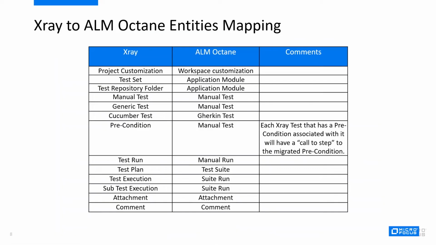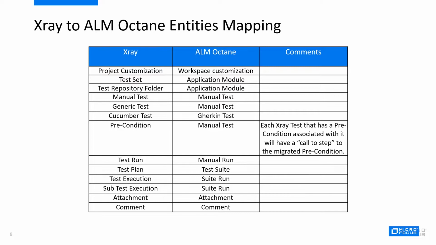And now for the XRay to ALM Octane entities mapping, we of course have the same project customization that goes to the workspace customization. We've got test sets in Jira XRay, and those go over as application modules. We also have test repository folders that get migrated over as application modules as well. We've got manual tests and generic tests that go over as manual tests. We've got the XRay cucumber tests that are migrated over as gherkin tests. And we've also got preconditions that get migrated over as manual tests in Octane.